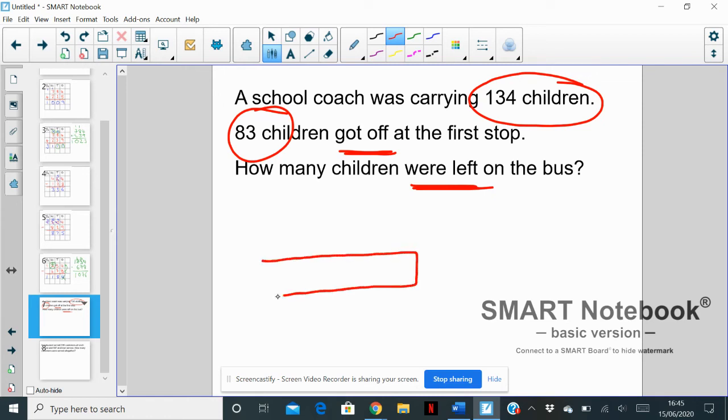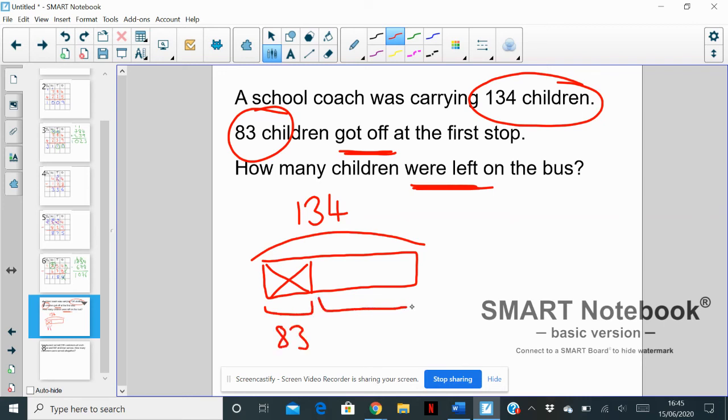So I'm going to start with the whole number I'm given. I know that we started with 134 pupils, and then of those 134, some children got off. 83 children got off the bus. So I'm looking for the part which is left over. I'm looking for this missing part. And I know that to find a missing part, it needs to be a subtraction. So I need to do 134 subtract 83.